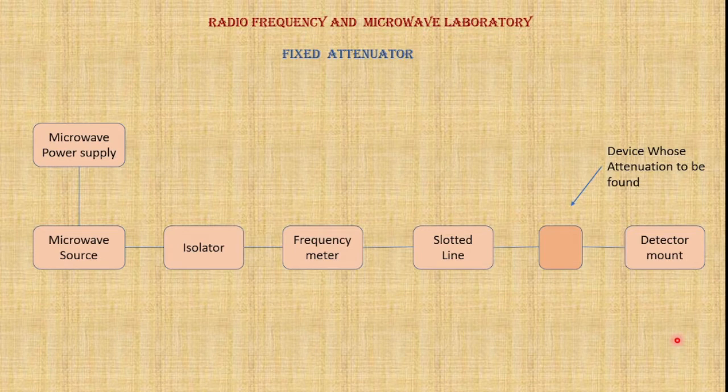This is the block diagram of fixed attenuator test bench setup. Here we use microwave power supply and microwave source. If we are using klystron, here we use klystron tube. If we are using gun power supply, here we use gun diode along with pin modulator. After that, isolator, frequency meter, slotted line section. In general, this slotted line section is connected with detector mount. To find out attenuation of a component, we are going to insert it in between slotted line and the detector mount by using screws.